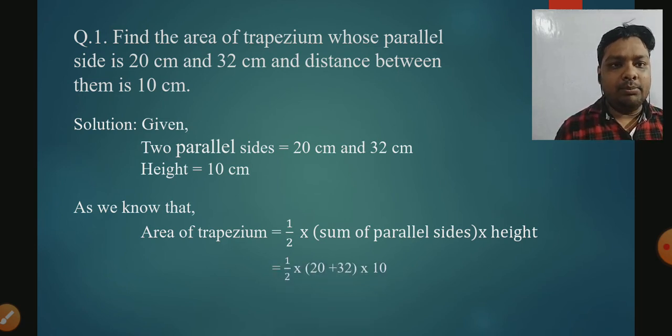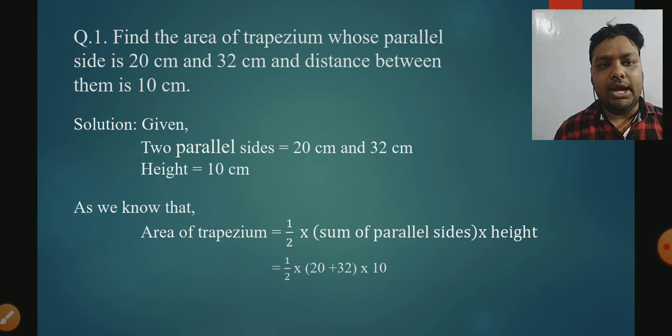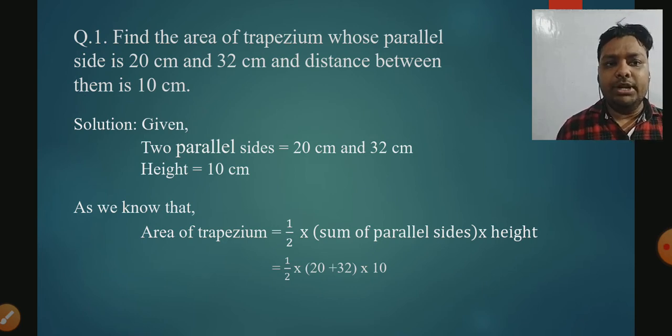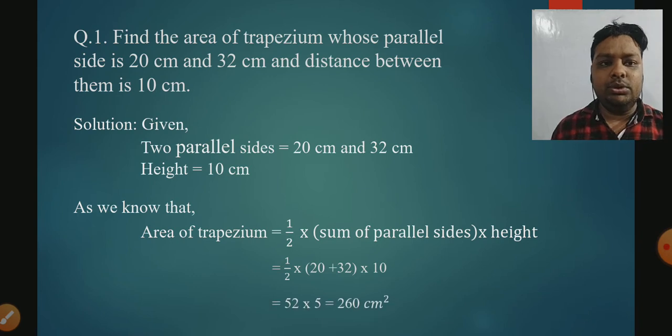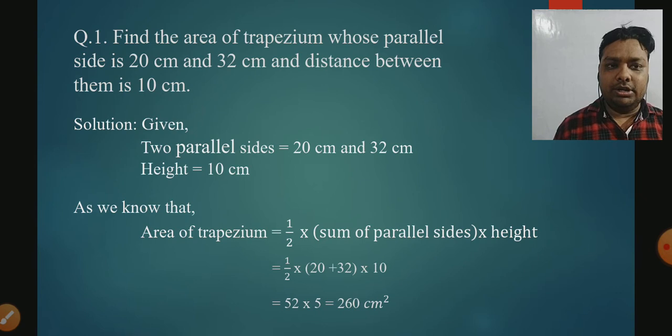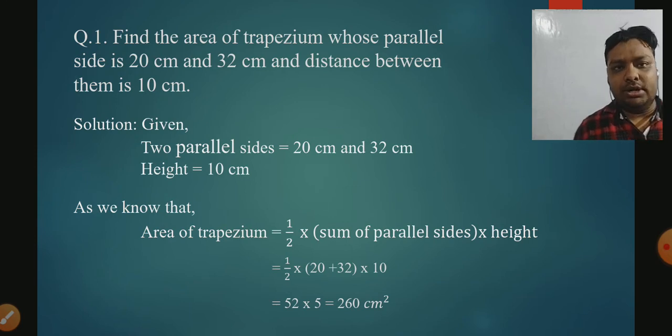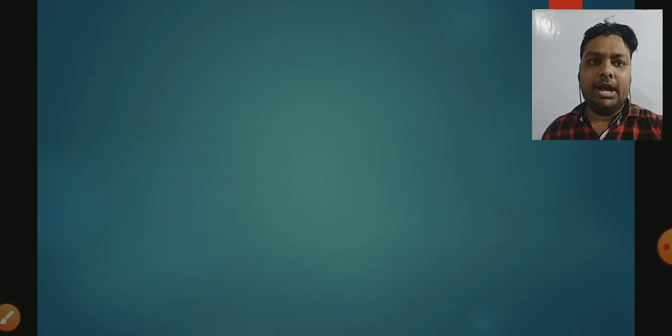Here I have put the values: 1 by 2 into 20 plus 32 into 10. If you divide 10 by 2, then you will get 5. And 20 plus 32 will be 52. So 52 into 5 will be 260 centimeter square, because it is the area. So we will write the unit as square centimeter or centimeter square. Okay students, so let's solve another question.